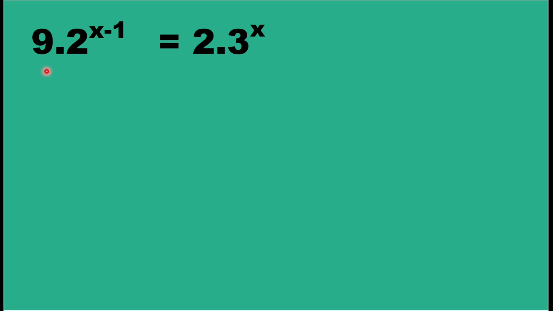Today we have this question: 9 into 2 power x minus 1 equal to 2 into 3 power x, and we will solve this question for the value of x. So there are two methods. We will try both the methods. Let's start from method 1.